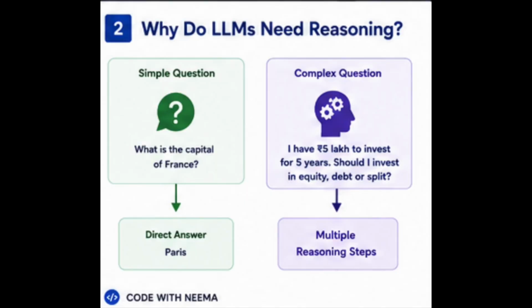Not every problem can be solved in a single step. Suppose I ask, what is the capital of France? The answer is immediate. But now consider I have 5 lakh rupees to invest for 5 years. Should I invest in equity, debt, or split the money? This question requires analysis. The model has to think about risk, time horizon, diversification, and expected returns. Complex questions require reasoning. That's where techniques like chain of thought become useful.